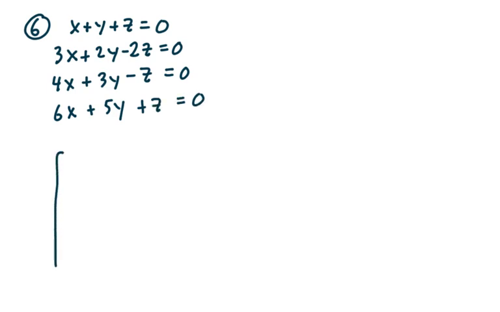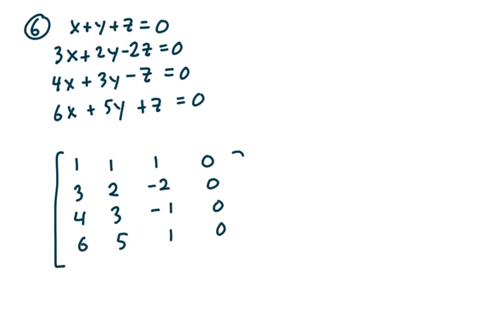So I'm going to set up my augmented matrix. In the first row, we get 1, 1, 1, 0. In the second row, we get 3, 2, negative 2, 0. And then we get 4, 3, negative 1, 0. And then we get 6, 5, 1, 0.